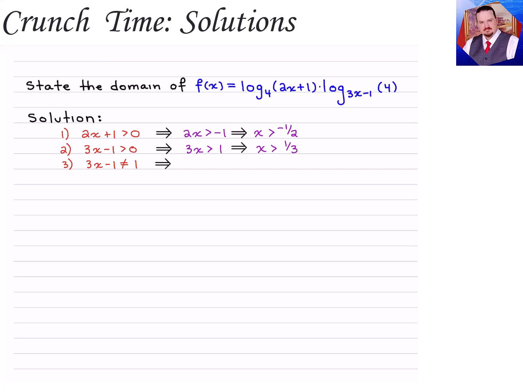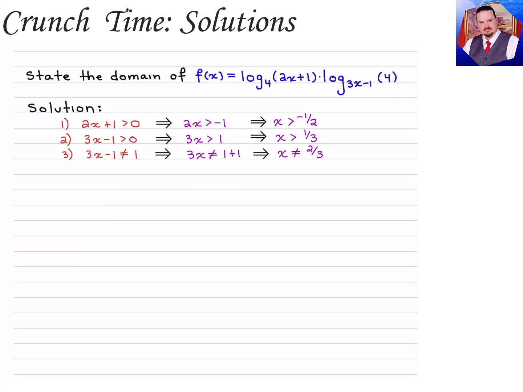Now, finally, for this third piece, this would say 3x can't be 1 plus 1, which is obviously 2, and then we divide both sides by 3. This says that x cannot be 2/3. So it's bigger than 1/3 from here, but we have to exclude 2/3. These are the algebraic forms of these three, and we need to find the intersection.